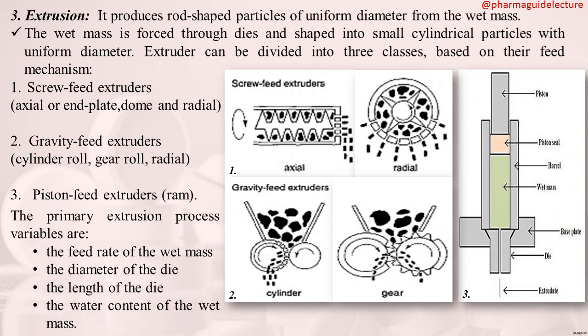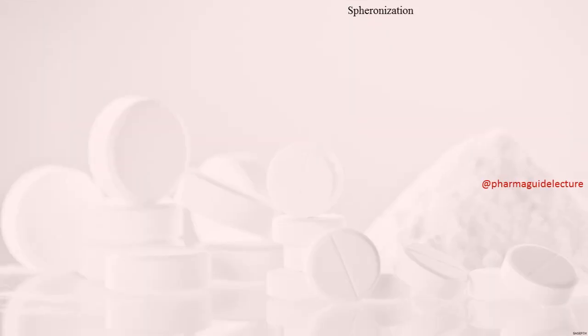Now the primary extrusion process variables are feed rate of the wet mass, diameter of the die, length of the die, and water content of the wet mass. These are the important variables.